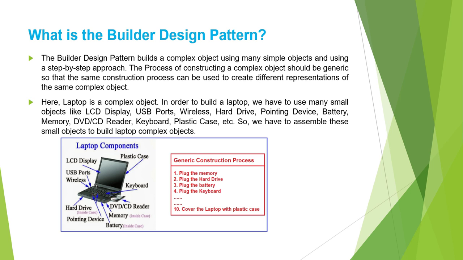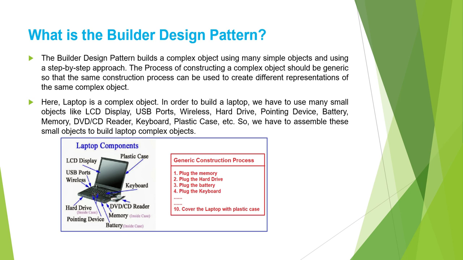The builder design pattern is basically used to build a complex object using many small objects and using a step-by-step approach. The process of constructing the complex object should be generic so that the same construction process can be used to create different representations of the same complex object. That means the builder design pattern is all about separating the construction process from its representation. When the construction process of your object is very complex, then only you need to use the builder design pattern. If this is not clear at the moment, then don't worry, we'll try to understand this with an example.